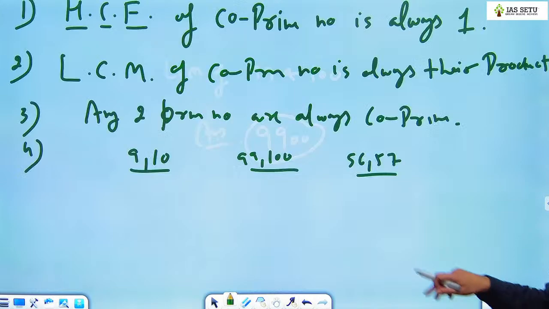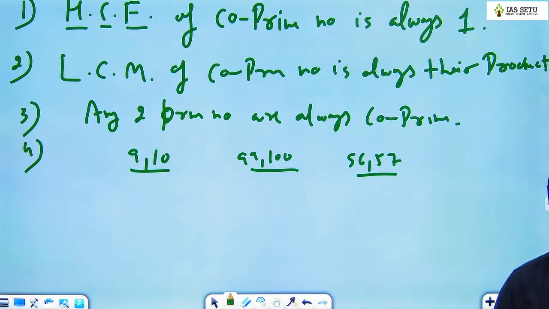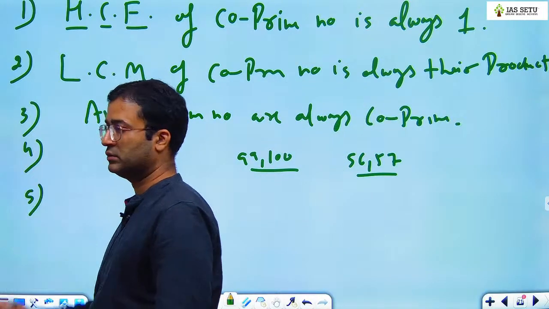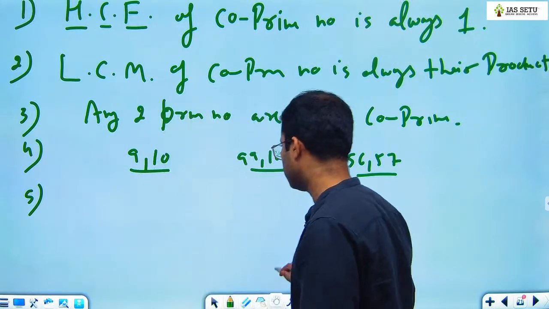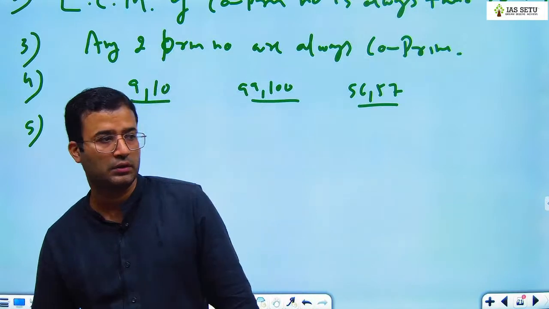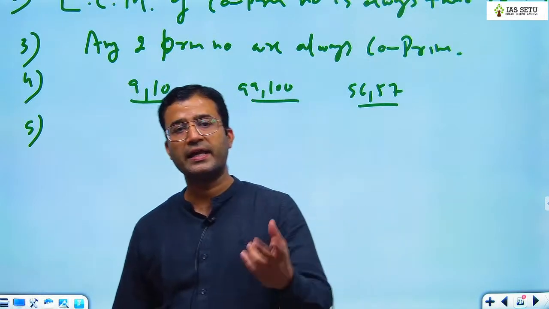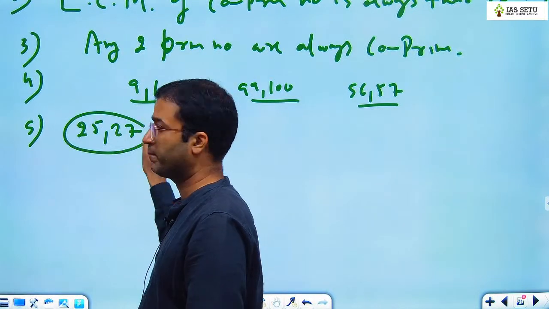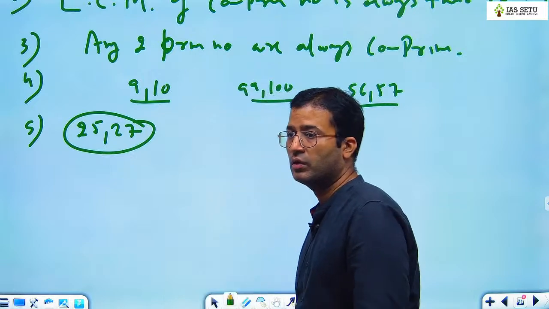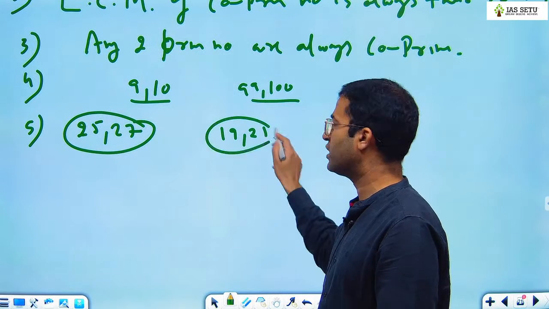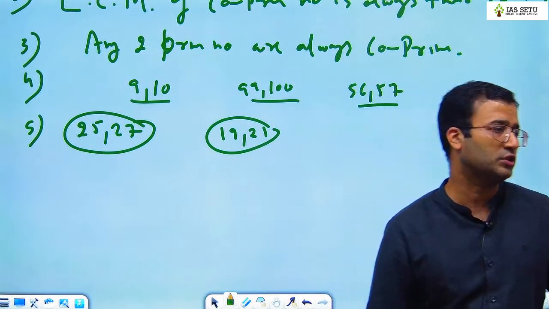Next point, fifth point: two consecutive odd numbers are always co-prime to each other. Always. You take any two consecutive odd numbers, for example, 25 and 27, or 19 and 21. Check any of them. These are co-prime to each other. Yes.